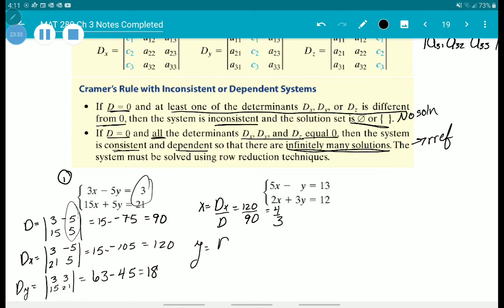Y is found by taking dy and dividing by d. So dy is 18. 18 divided by 90 reduces to 1/5. So our solution is the point 4/3 and 1/5.